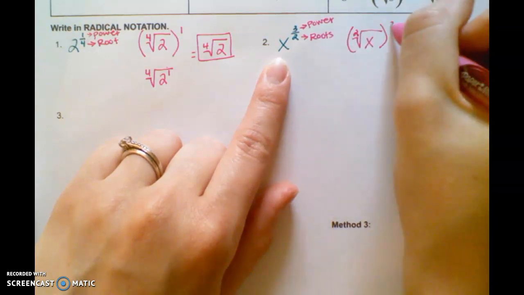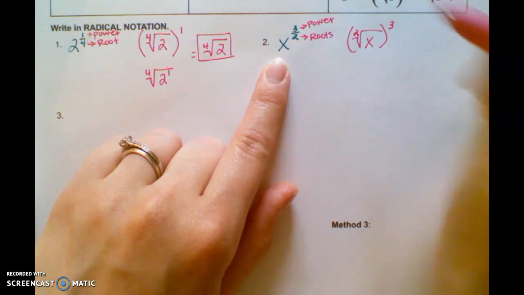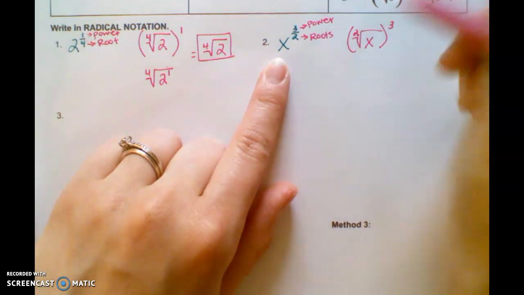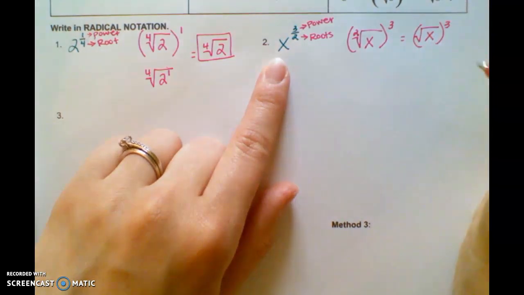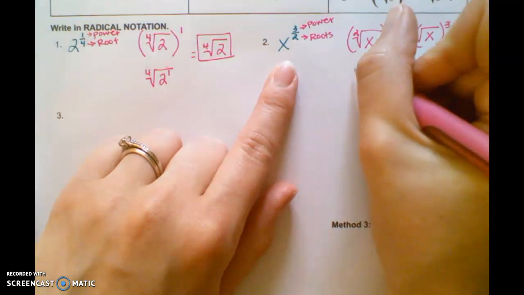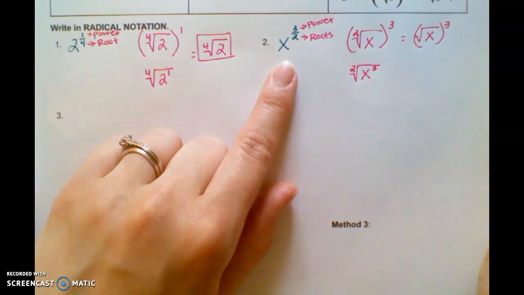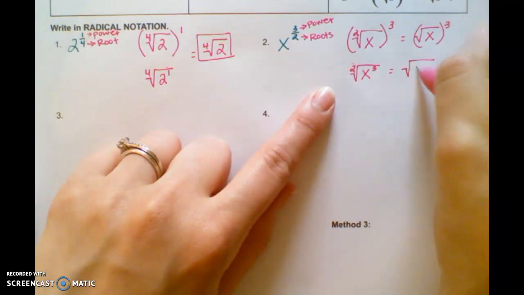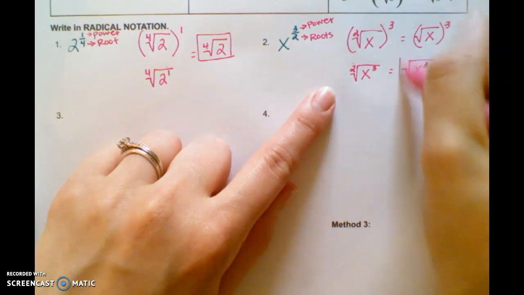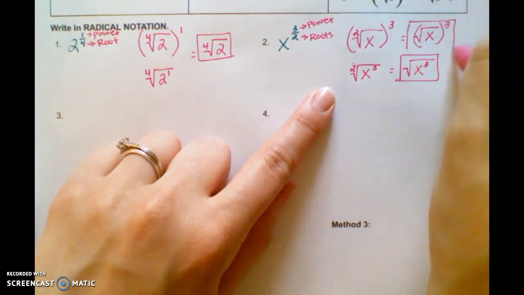x cubed. Now, when we do a square root, do we have to write that 2 too? No, so that equals just square root of x cubed. That's one of our answers. Or we can put the power on the inside. So this could also be the square root of x cubed. But again, I didn't need to write that 2, so that's just square root of x cubed. Those are both our answers.